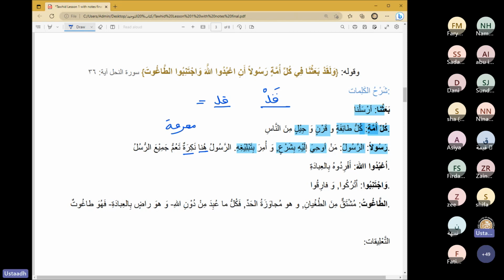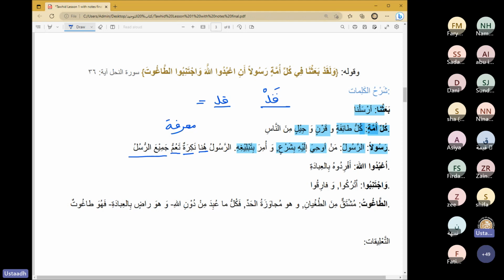Nakira and ma'rifa. So we have definite and indefinite. The word Rasul in the ayah is nakira. It just means a messenger, not the messenger. So we say ar-Rasul here is nakira, it encompasses or includes all of the messengers.